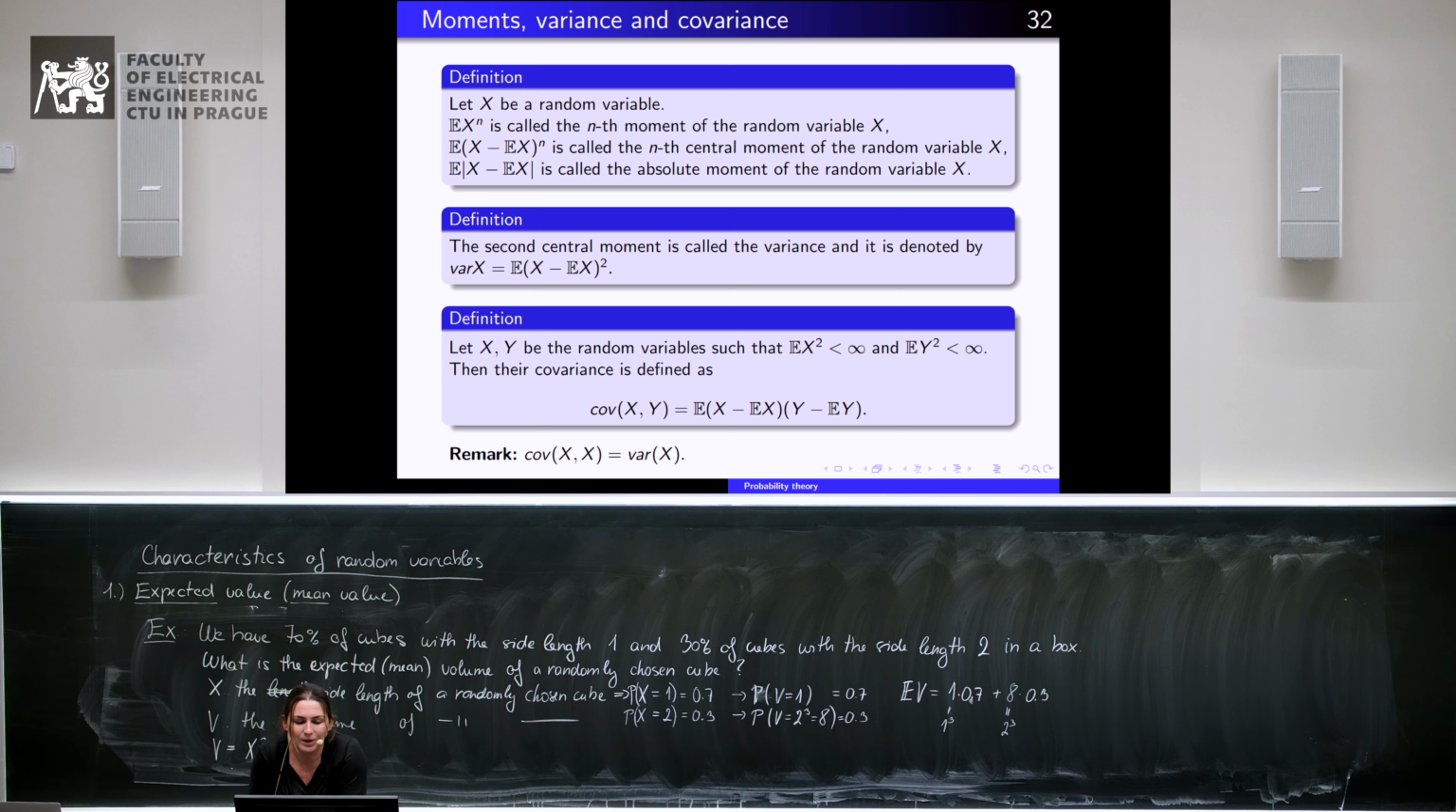Maybe more important or more interesting is the nth central moment. The nth central moment means the expected value of the distance of the random number from its expected value powered by n. And maybe you can imagine the third term, the absolute moment of the random variable, where x minus EX is really the distance of the number from its expected value, how you can imagine it. I will draw it here.